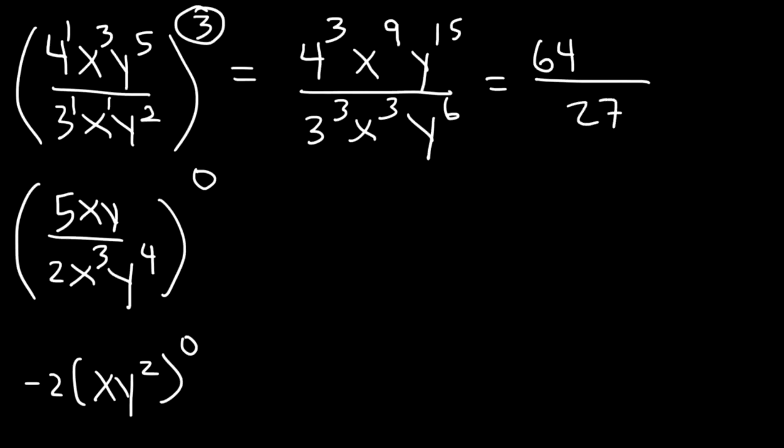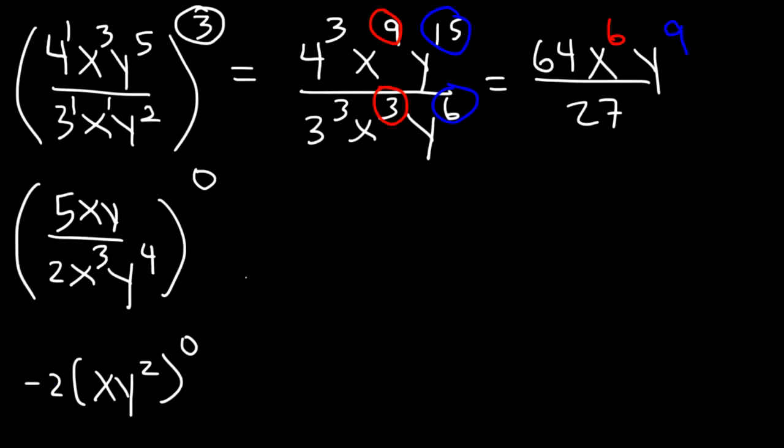Next, let's divide. x to the 9th divided by x cubed. So we've got to subtract the exponents. 9 minus 3 is 6. So this is going to be x raised to the 6th power. And now for the y variables. 15 minus 6 is 9. So this is going to be y to the 9th power.